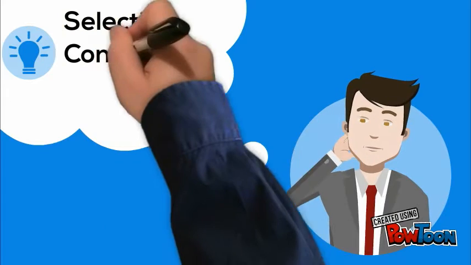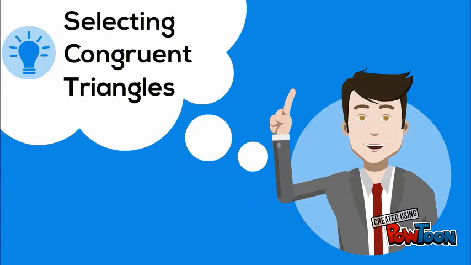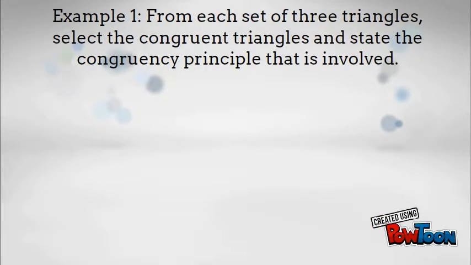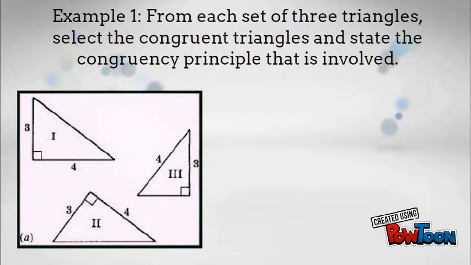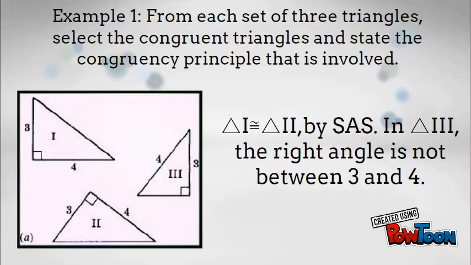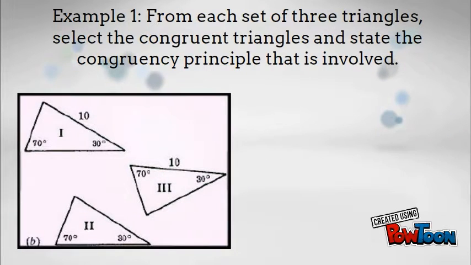Selecting congruent triangles. Example 1. From each set of three triangles, select the congruent triangles and state the congruency principle that is involved.